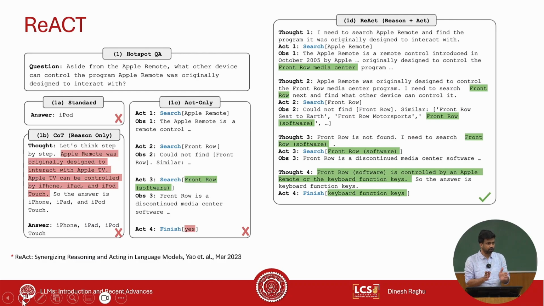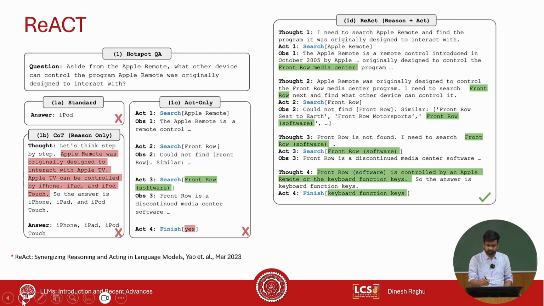On the other hand, ACT only is very well grounded on facts. Because if you saw the chain of thought here, even though the reasoning was good, it was hallucinating that Apple TV was the program designed to use the Apple remote. So in ACT only, it does a pretty good job grounding itself to the corpus and not hallucinating. But the issue with ACT was that it was not able to reason properly, because even though the answer might be in the Front Row page, maybe it didn't look it up, it arrived at the answer very quickly.